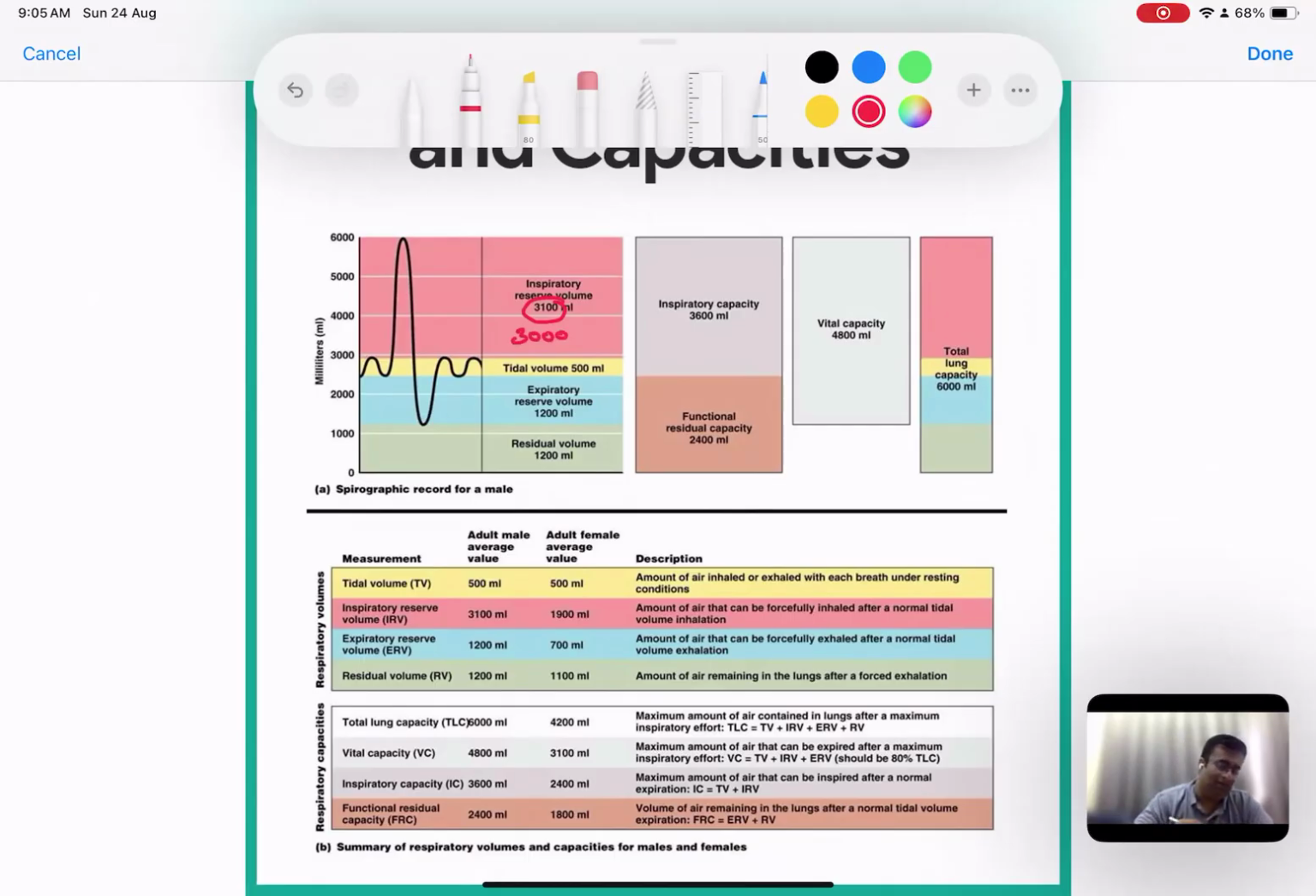So the combination of tidal volume plus inspiratory reserve volume, IRV, is nothing but inspiratory capacity, that is IC, which is about 3000 to 3500 ml. So inspiratory reserve volume is around 2500 to 3000 ml.